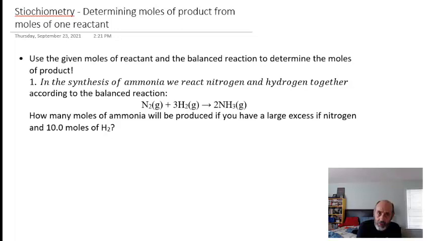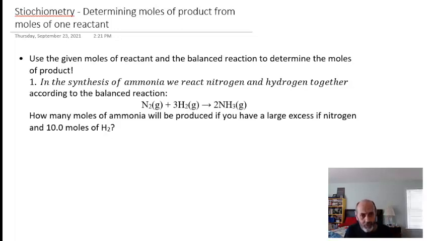In this video we're going to be given the moles of one of the reactants, and from that we're supposed to figure out the moles of the product. So we start with the same concept that we had in the last video, which says that the molar ratios of reactant and product should be equal to the ratio of the stoichiometric coefficients.